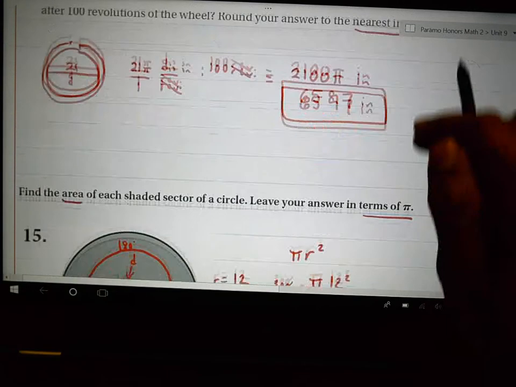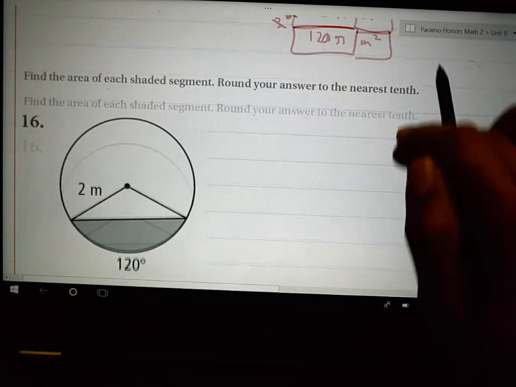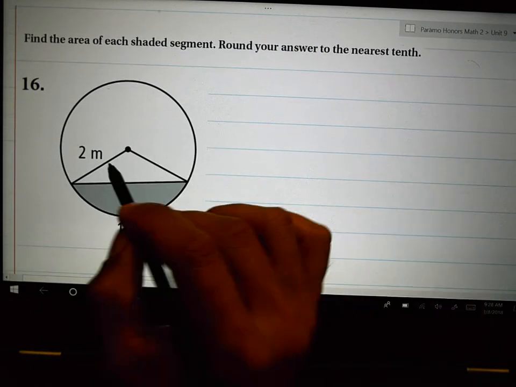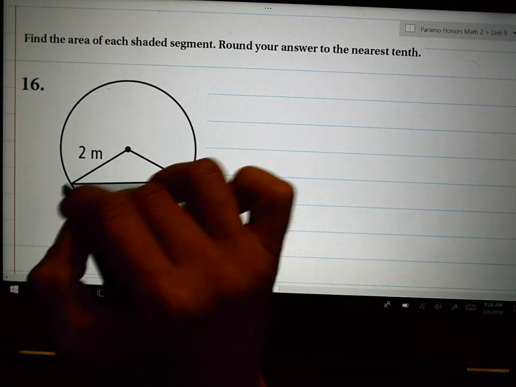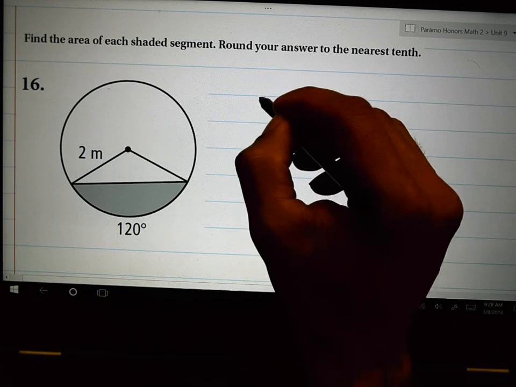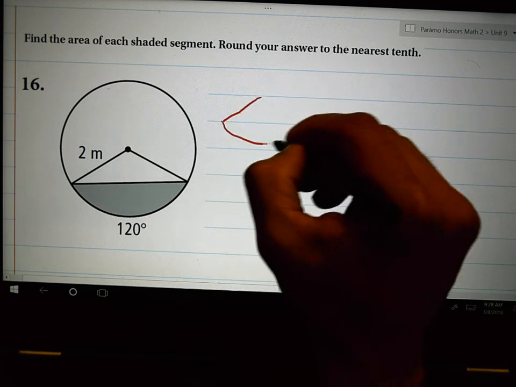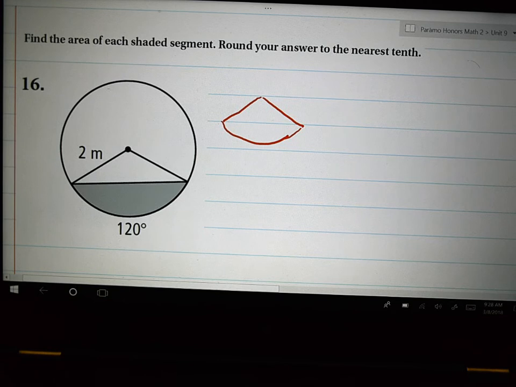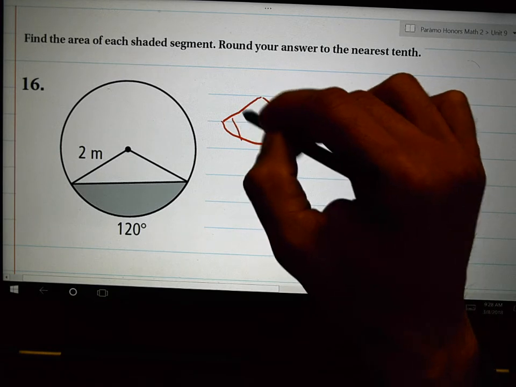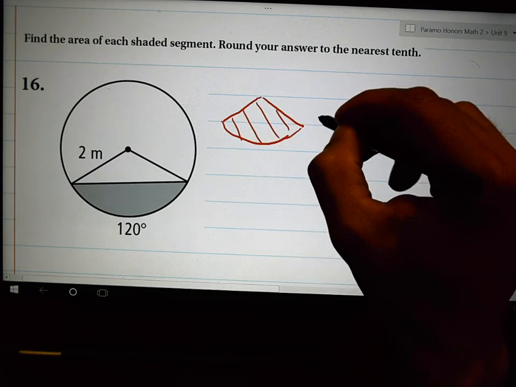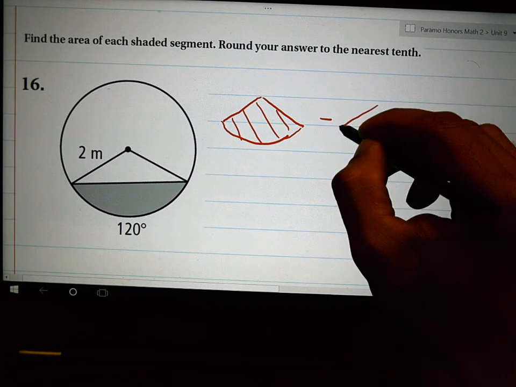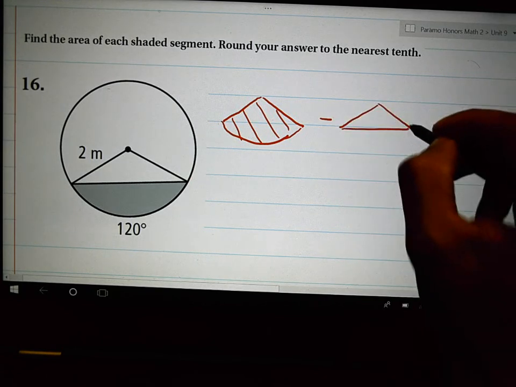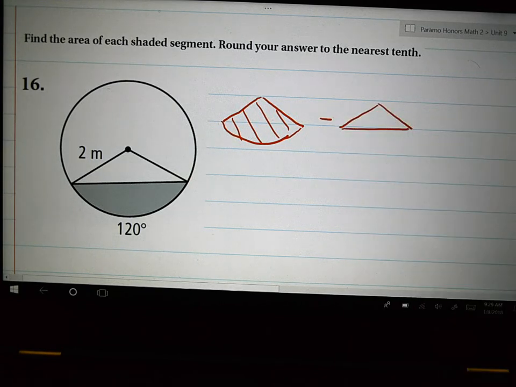What does that mean? That means this on number 16. I'm going to find the area of this whole thing, of the whole Trivial Pursuit piece, the whole sector area. I'm going to find this first. And then what I'm going to do is I'm going to subtract the area of this isosceles triangle. And that will leave me with that area right there.